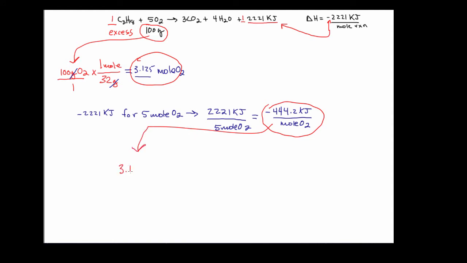So we're going to have 3.125 mole of O2, all right? And we want our energy, so this is going to be times negative 444.2 kilojoules of energy per mole of O2. You can see how the moles of O2 are going to cancel out, and we get the total energy that's going to be released from this, which is going to be about minus 1,388.2 kilojoules of energy, when 3.125 moles of O2 are combusted with the C3H8.